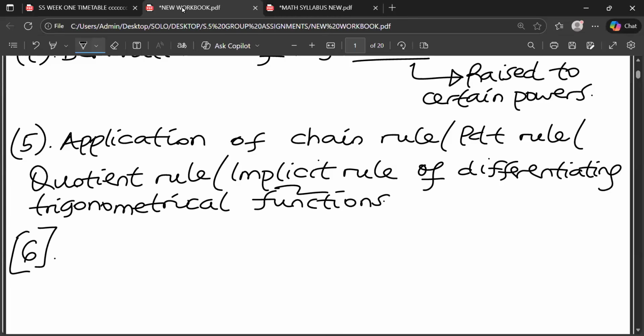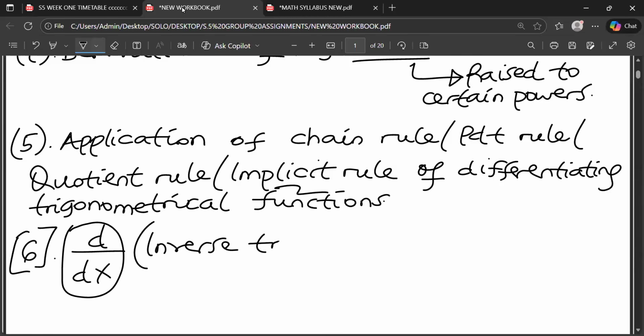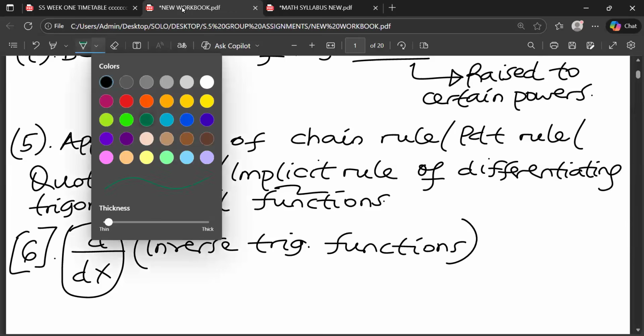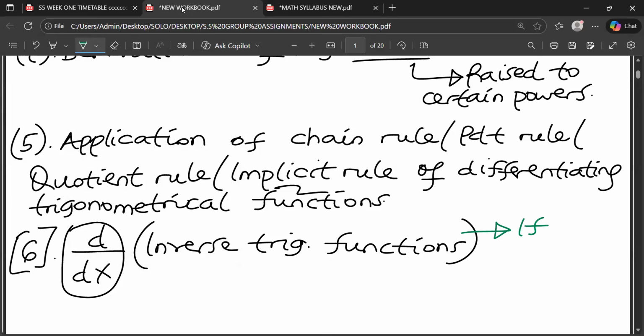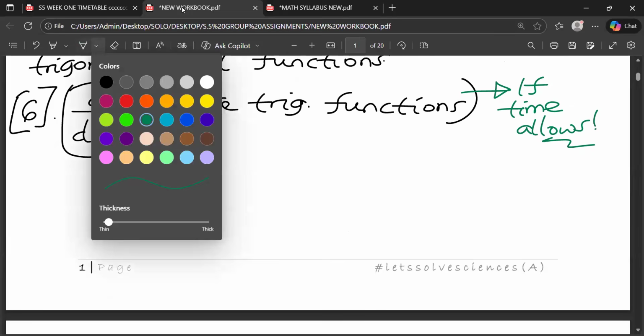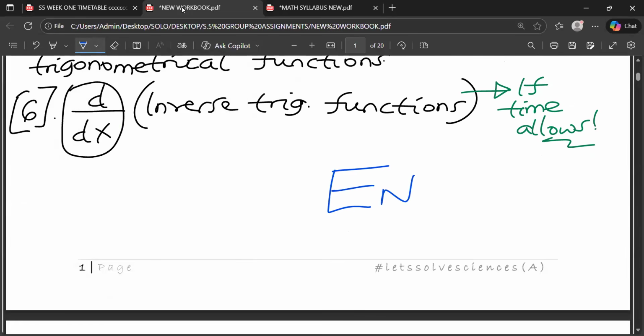The sixth one will depend if time allows. I remember telling you that when I write this, I mean differentiating. So I also want us to look at the differentiation of inverse trig functions if time allows. But this is only and only if time allows us, and if people are understanding. If time allows. Yes. And that will be the end. So that's the sense of direction.